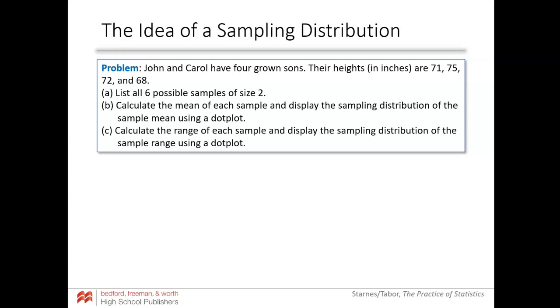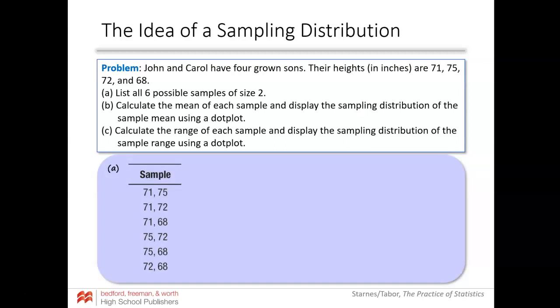There's a problem in your book that talks about John and Carol. They have 4 grown sons, and their heights measured in inches are 71, 75, 72, and 68. First, they want you to list all the possible samples of size 2. So if I randomly select 2 of the sons, what combinations would we have? I don't have their names, but that's okay, I just want the data. I could have 71 and 75, 71 and 72, 71 and 68, 75 and 72, 75 and 68, 72 and 68. Notice they didn't reverse the order because that would be the same combination, so we don't need to worry about that.